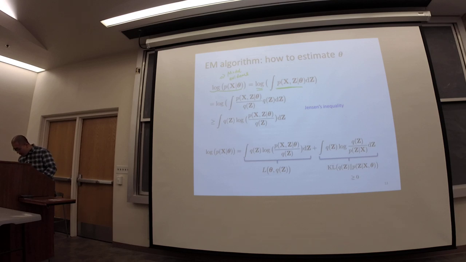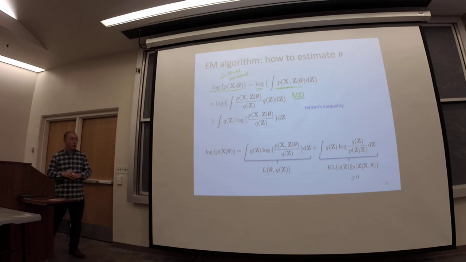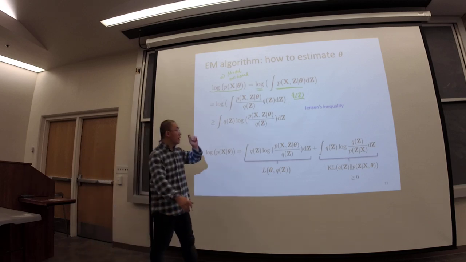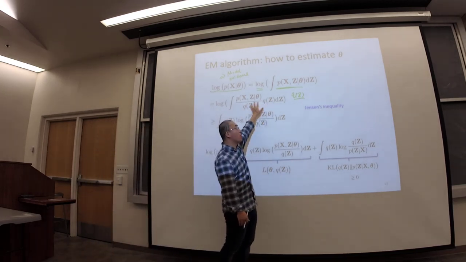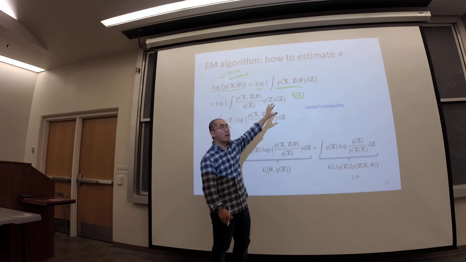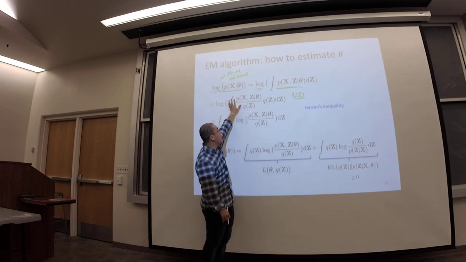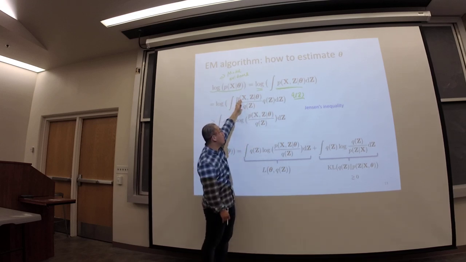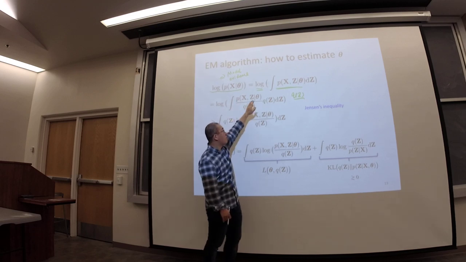I'm going to introduce an arbitrary distribution q of z over the latent random variable z. Here we do not have restrictions on q of z, except that I want q of z to be non-zero everywhere. Right? And then inside this integration, I can divide the joint distribution by this q of z and then multiply by this q of z.